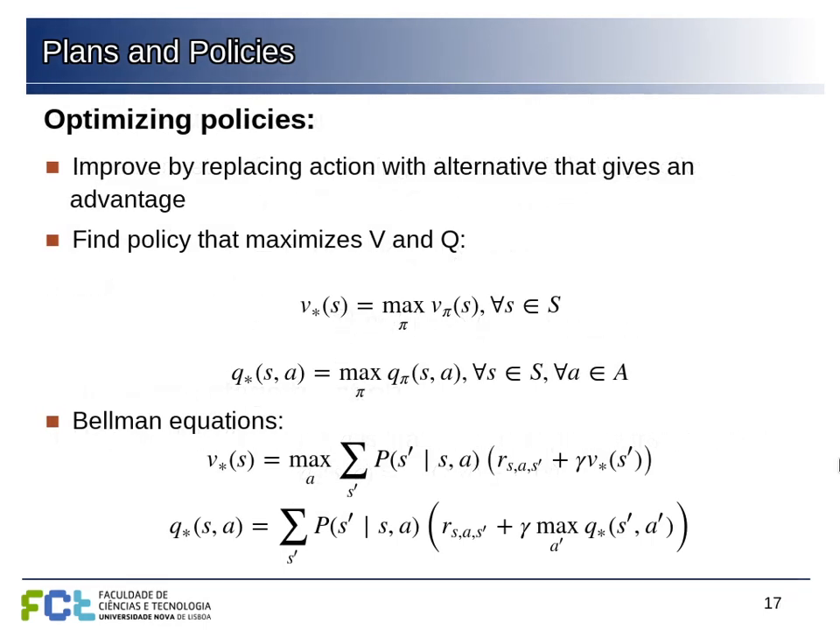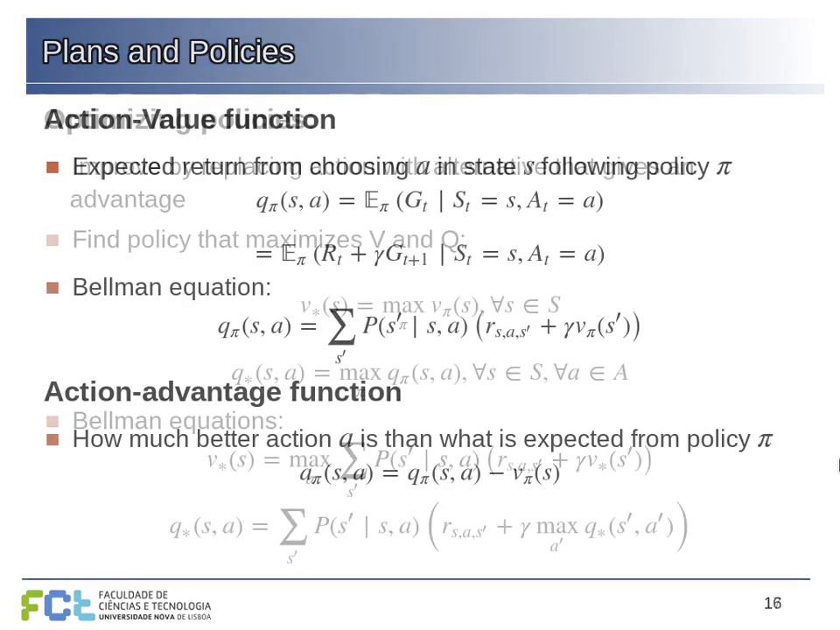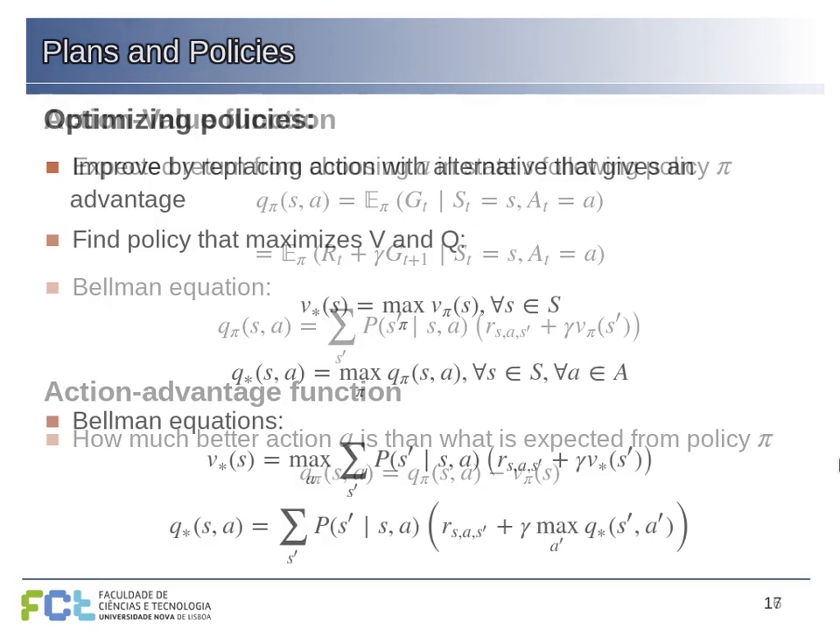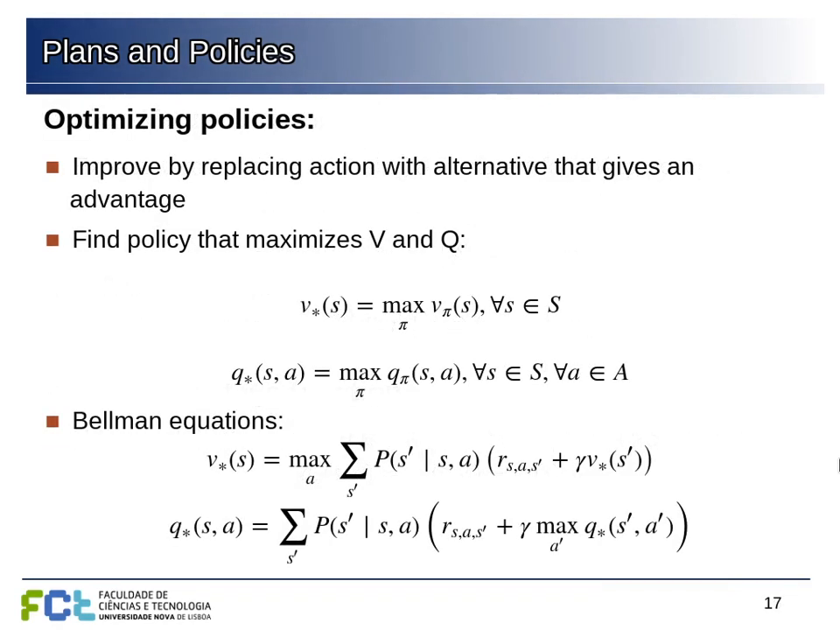So this leads us to how we can optimize policies. We can improve a policy by replacing some action the policy recommends, or the probability it recommends, with an alternative that gives an advantage. So if the policy is recommending something different that gives us a lower expected reward here, then we can say, oh, in this case, it's better to take action A than whatever the policy was telling us. And so we can improve the policy in that way. So basically, we want to find a policy that maximizes this.